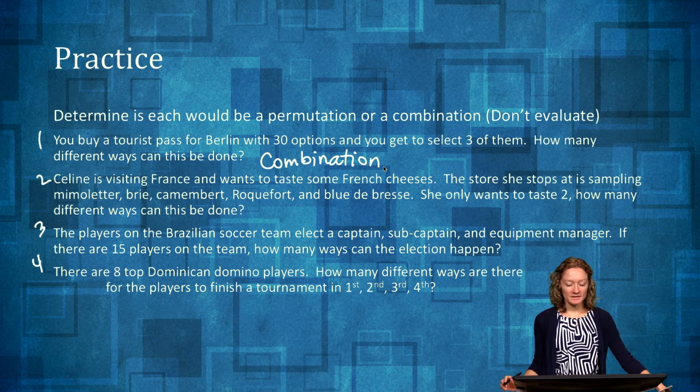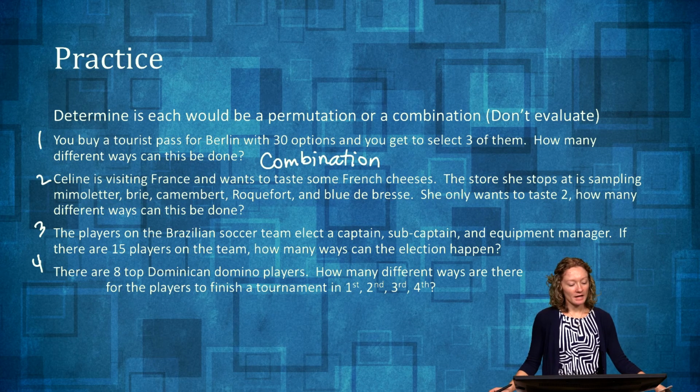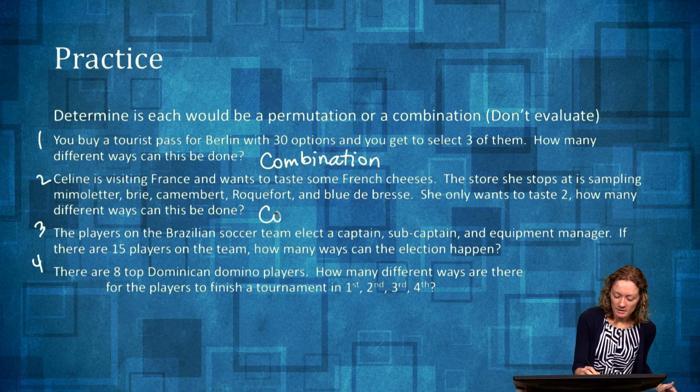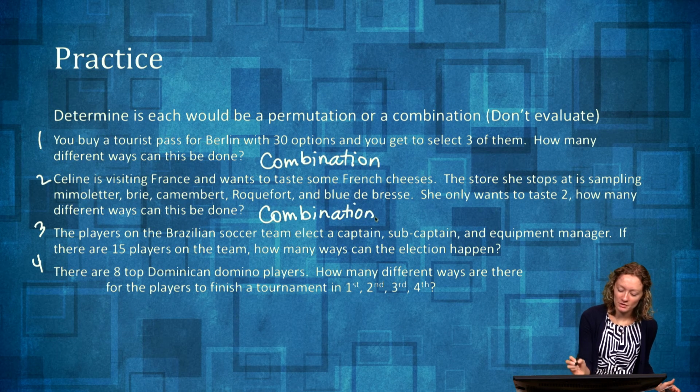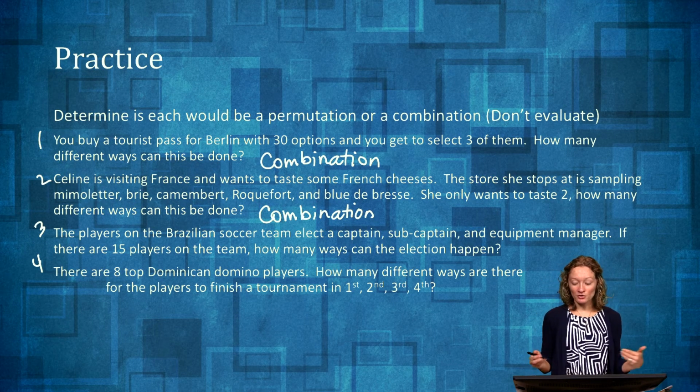Celine is visiting France and wants to taste some French cheeses. The store she stops at is sampling Mimolette, Brie, Camembert, Roquefort, and Bleu de Bresse. She only wants to taste 2. How many different ways can this be done? The question, does order matter? The order in which she eats the 2 cheeses definitely doesn't matter. So the answer is combination. I suppose a French person might argue with you that the order that you taste them does matter because they'll taste different. But the truth is she just has to pick 2, and it doesn't matter how she picks those 2.